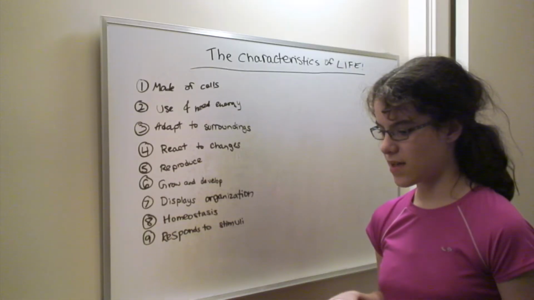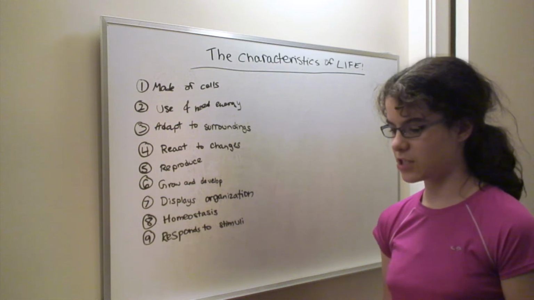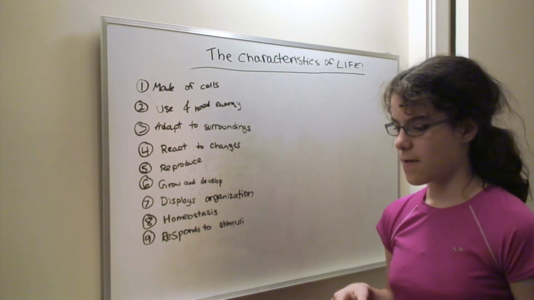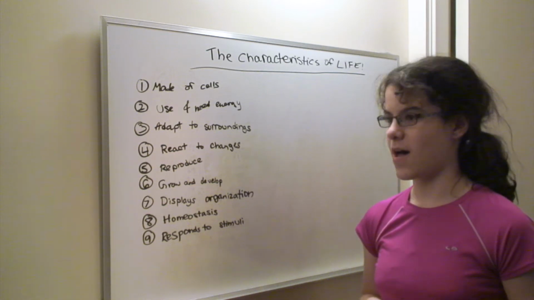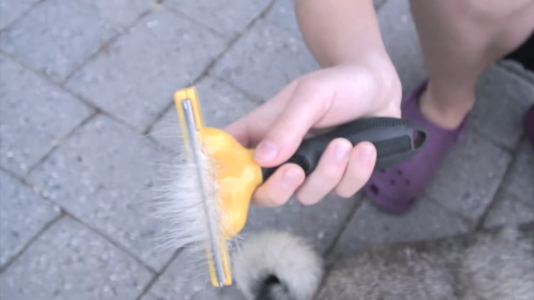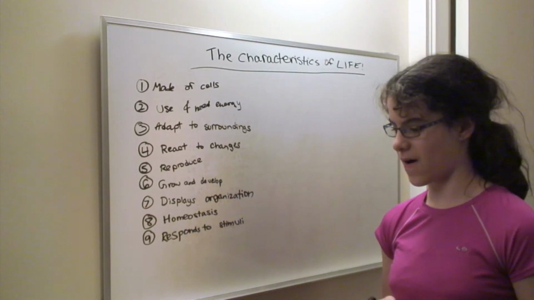The fourth one is that they react to changes, and life reacts to changes in the environment. For example, in the summertime, my dogs shed fur. In the wintertime, they grow fur.